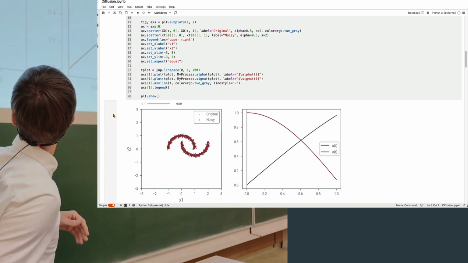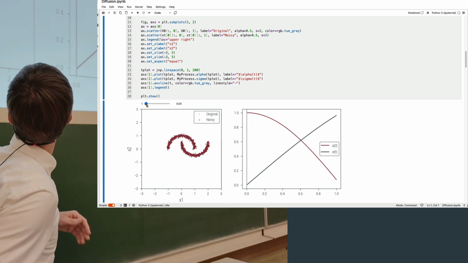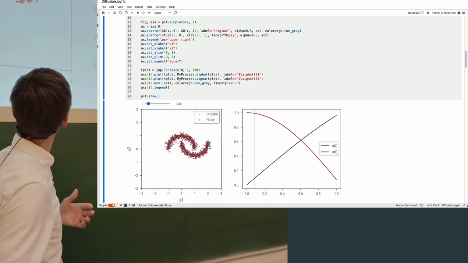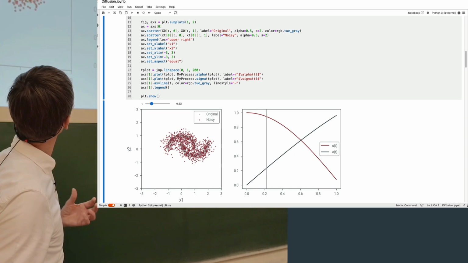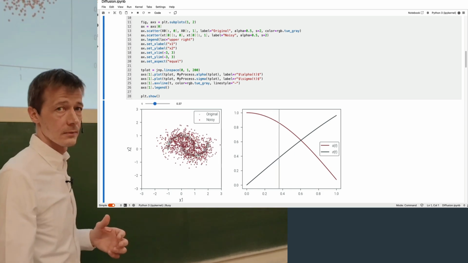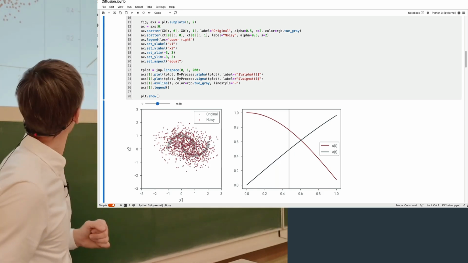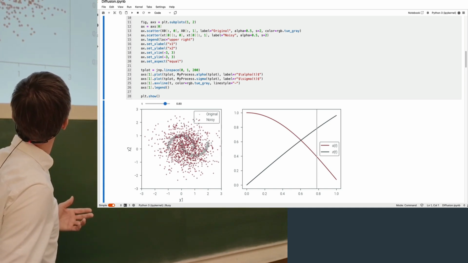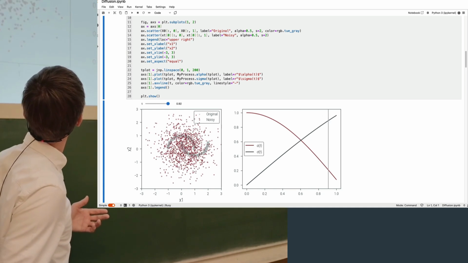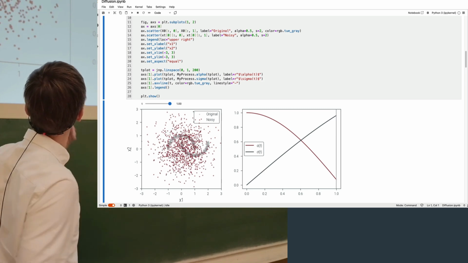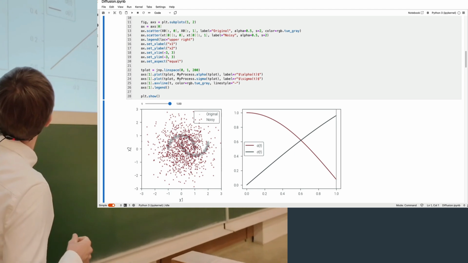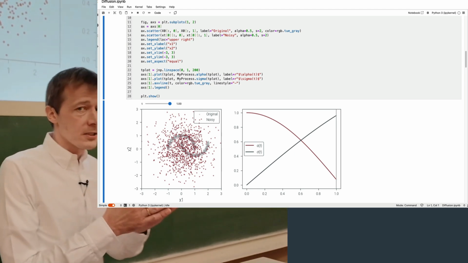Now I have a slider here, and I can click on that, hopefully, and move it to the right. And you'll see that with increasing t, these samples look increasingly like a Gaussian. Right? And as we go towards 1, they are effectively draws from a standard Gaussian distribution with mean 0 and variance 1, more or less. And we get a continuous interpolation between those.